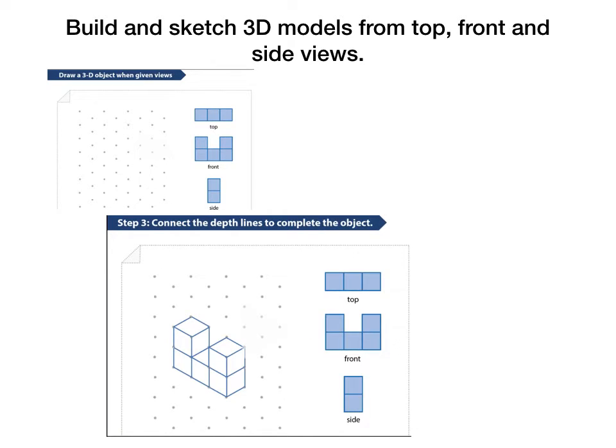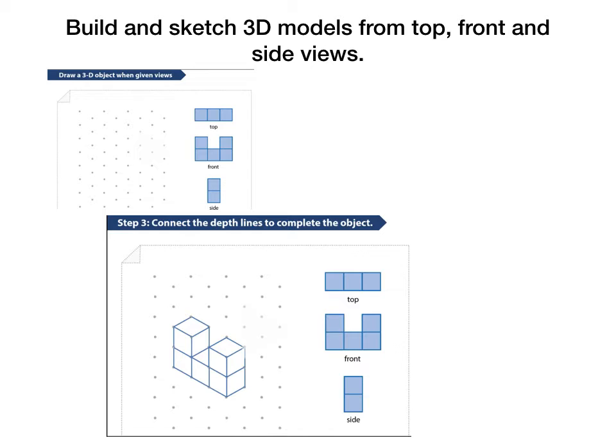And then step 3, I connect the depth lines to complete the object. So I'm going to connect all my depth lines, and there is my 3D object. My top view is correct. My top view, if I was looking at this from the top, should have 1, 2, 3 cubes. And if I look from the top, 1, 2, 3. My front view, I've got my 5 cubes. My side view, I've got my 2 cubes. So I know that I'm right.